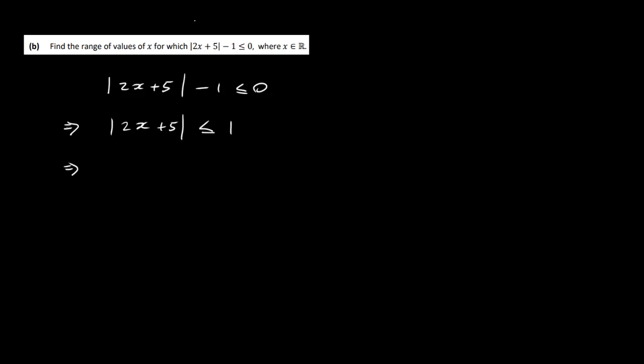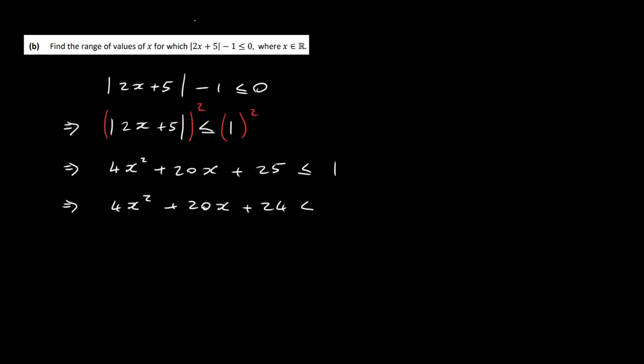And next thing I'm going to do is square both sides. There are a couple of ways of doing this, but squaring both sides is probably the best thing to do. So I'm just going to take the entire left-hand side, square it, the entire right-hand side, square it. So if I square the left-hand side, I'll get 2 2's 4, x squared, 2 5's 10, double it, so it's going to be plus 20x plus 5 squared is 25. Square the right-hand side, we'll just get 1. That'll give us 4x squared plus 20x plus 24 is less than or equal to 0. Bring the 1 over to the other side.